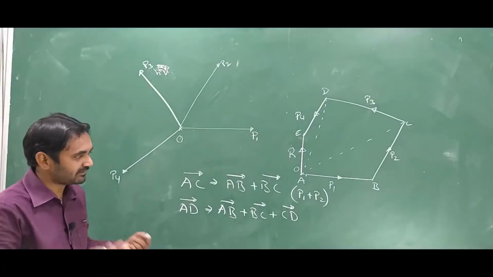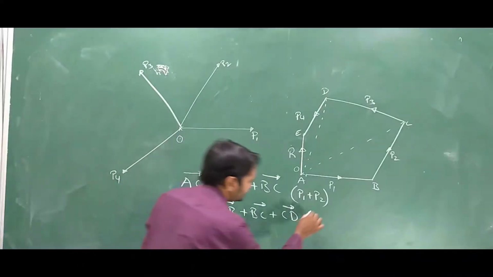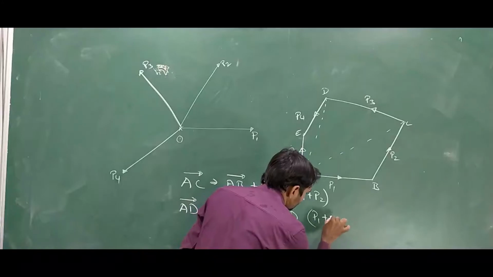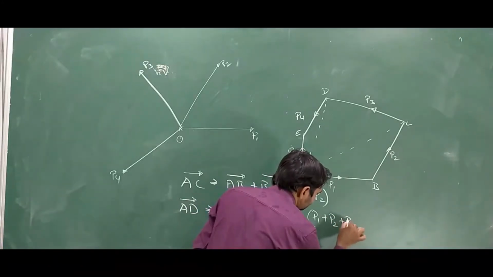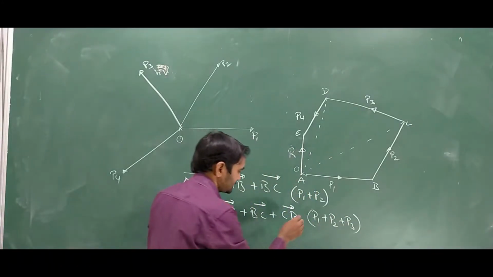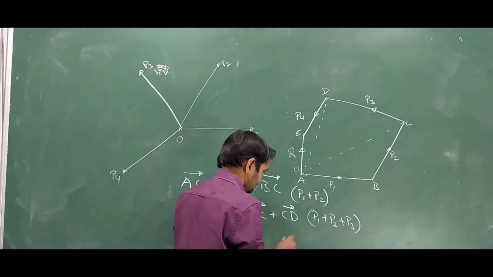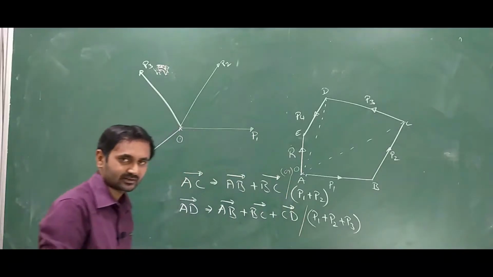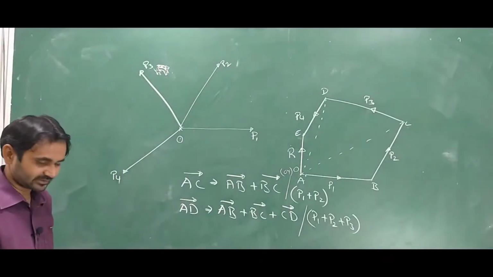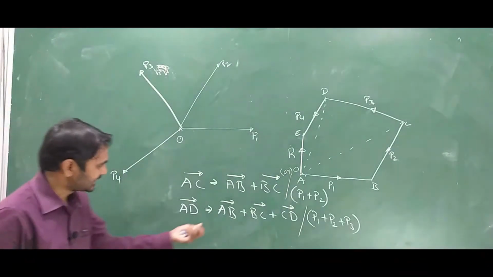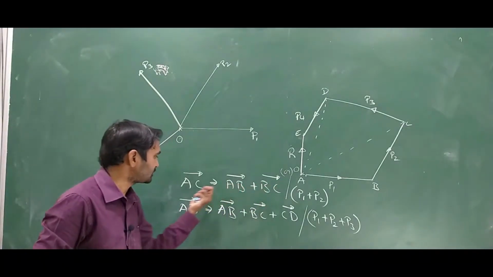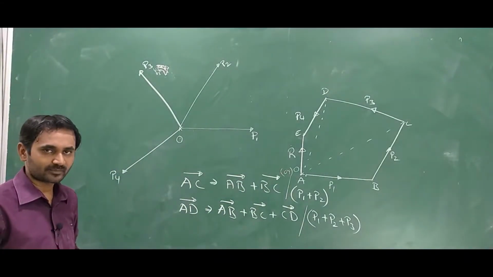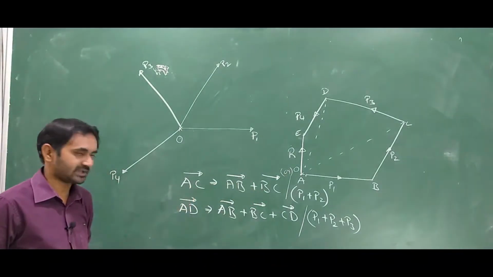This represents P1 plus P2 plus P3. This is R, right? You can write it like this or like that also. And now here AB plus BC is equal to AC. From the previous one, AB plus BC equals AC.